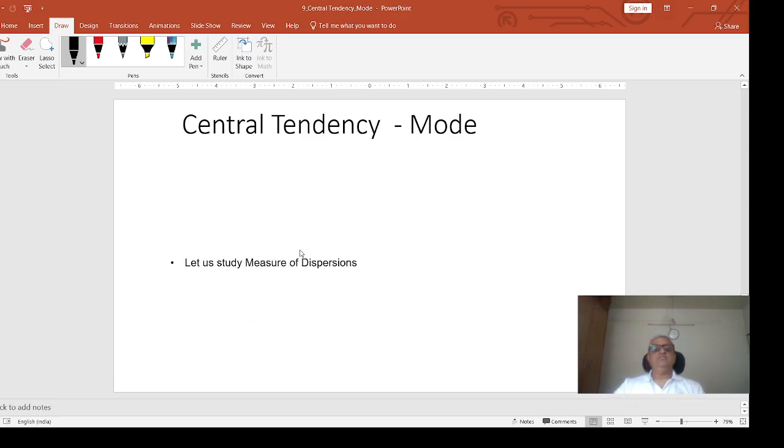With this, we come to the end of central tendencies. We have seen mean, median, and mode.